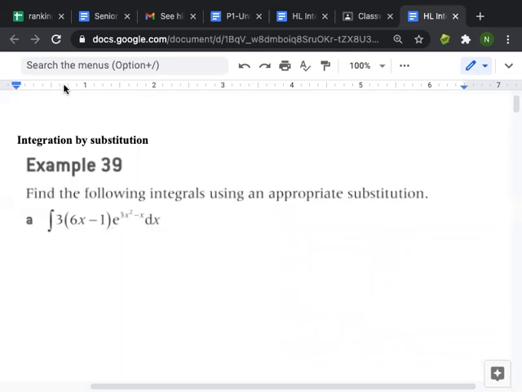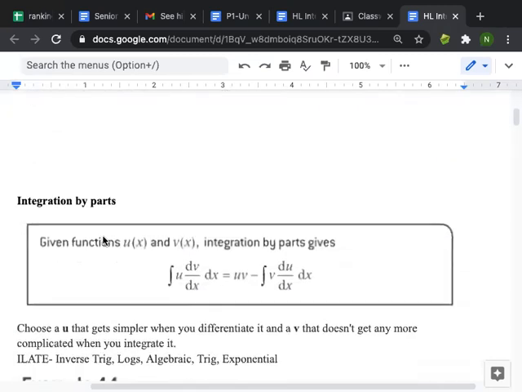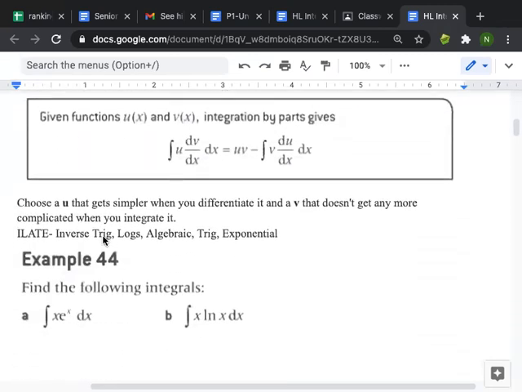Integration by parts is basically very similar to product rule. So it's two functions being multiplied together, and then we're going to rewrite it so that we can use this. The hardest part, in my opinion, of integration by parts is choosing the correct u term. So really we want to choose a u that gets simpler when you differentiate it, meaning you take the derivative, it gets nicer, and a v that doesn't get any more complicated when you integrate it.